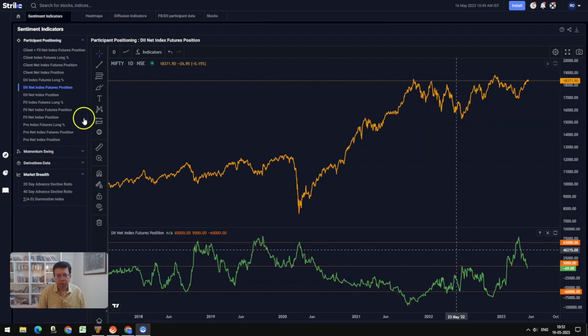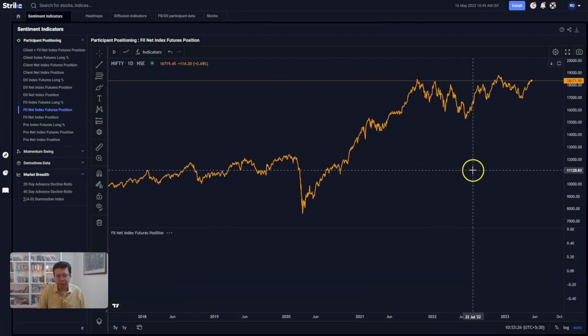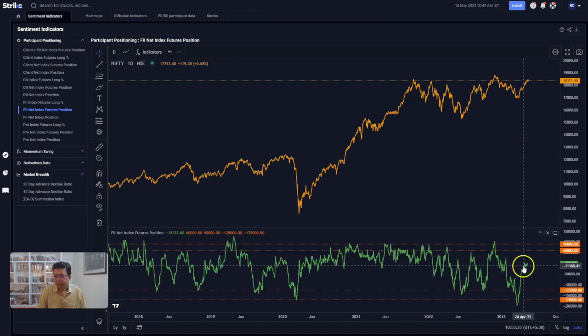We are also neutral on the FII index futures position, because if you look at the FII index futures position, it also came back to zero, and it's just been fluctuating there for the last couple of days, plus or minus a few points. And so we are just here.